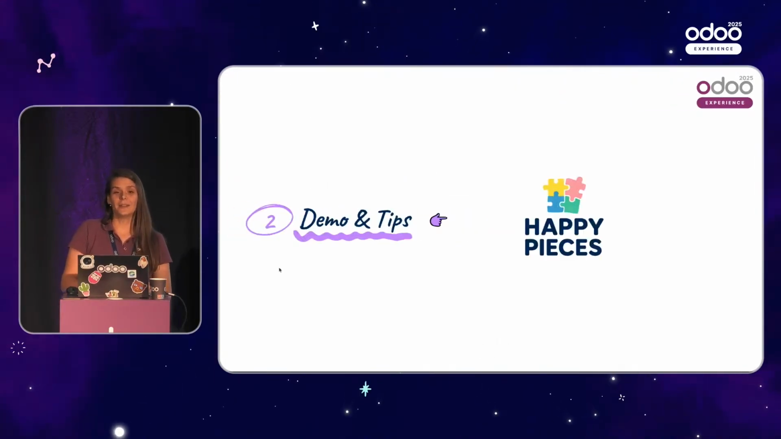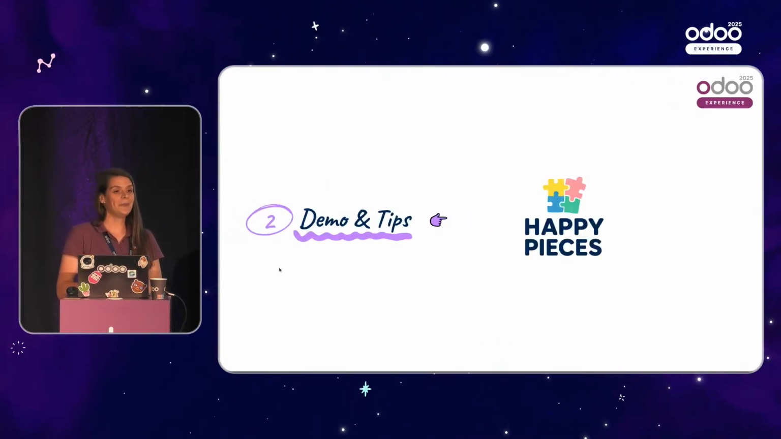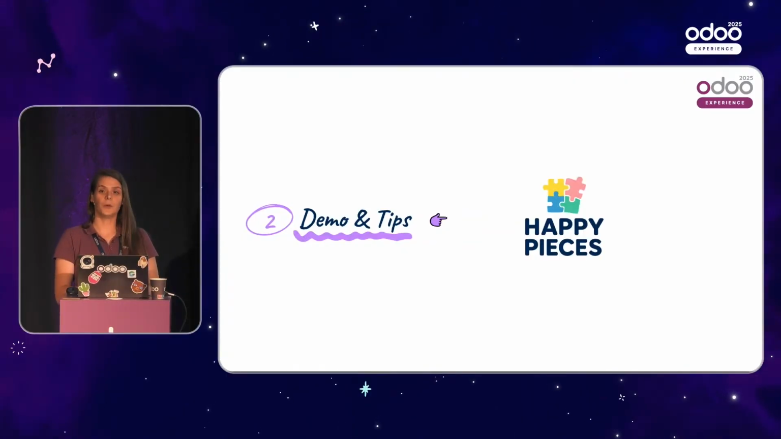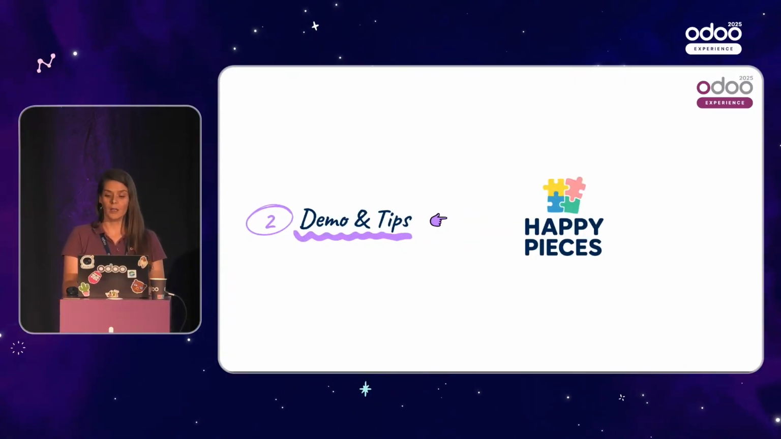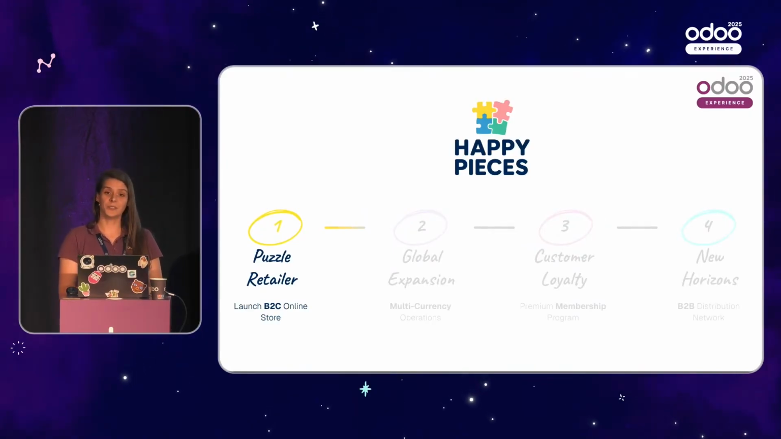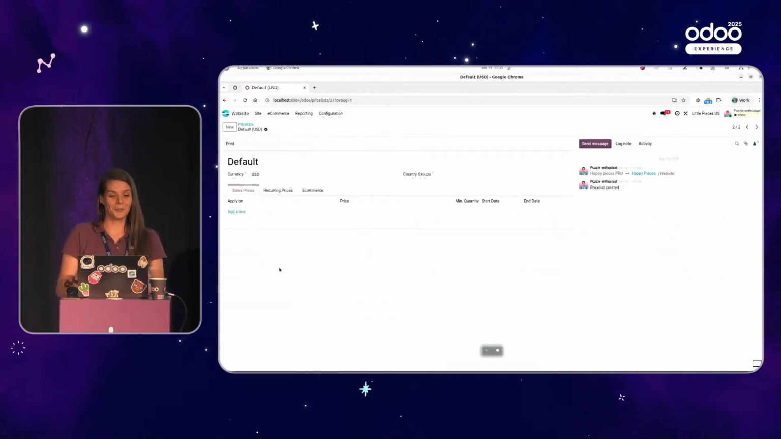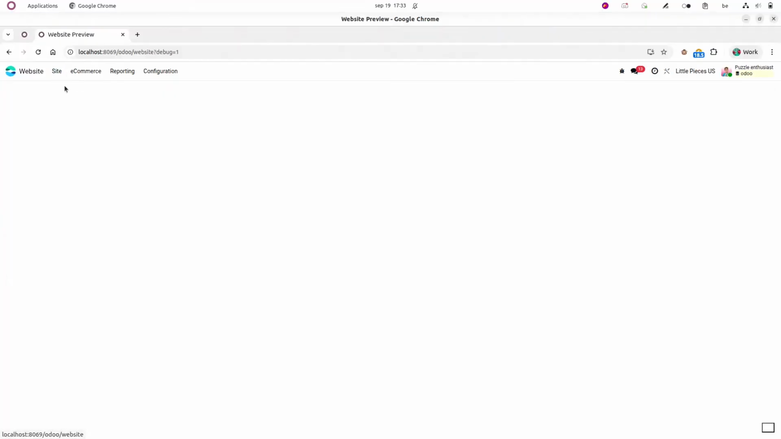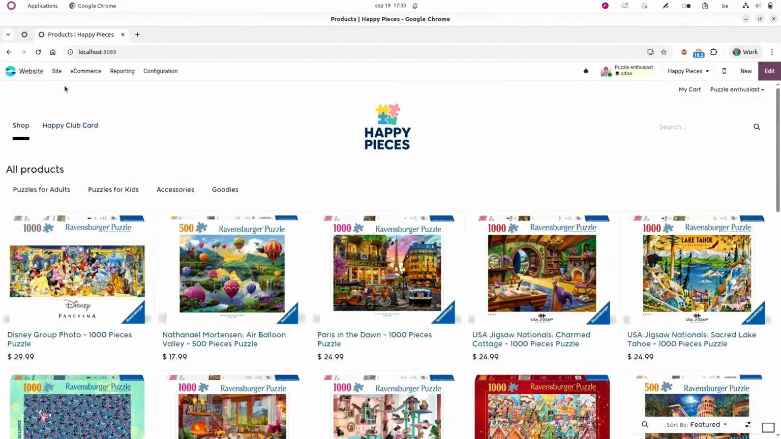So as I said, I will tell you the story of the Happy Pieces shop to give you all my tips and tricks. The Happy Pieces shop has been created by a puzzle enthusiast that just wanted to sell puzzles to people. To do so, he has created a website in Odoo, and we will see together that that was a great idea. So I will show you the website that he created. That looks like this, and of course we see puzzles.